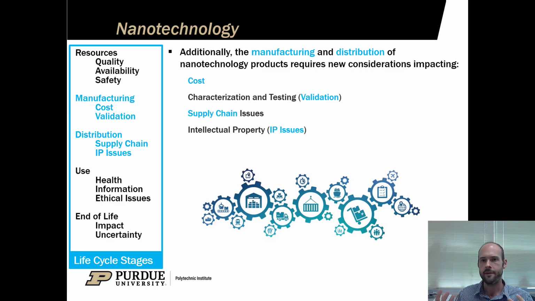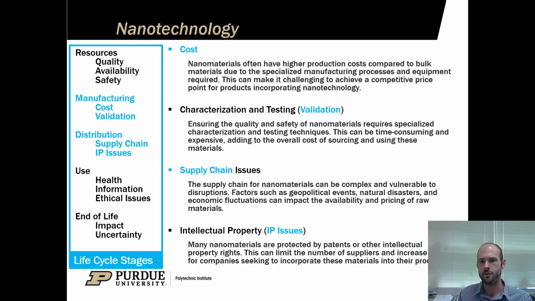So once you've developed your techniques and found availability of your materials and a way to handle them, the manufacturing and distribution brings some new elements. In particular, around the cost and validation of products, and then supply chain issues, as you may need new ways of transport, as well as intellectual issues because of the high research cost of examining things at nanoscale. Your intellectual property could be limited, so there's pressure if you're trying to distribute broadly versus having a very limited pipeline of suppliers who know how to make your product.